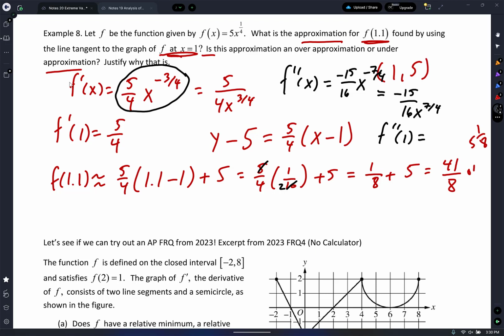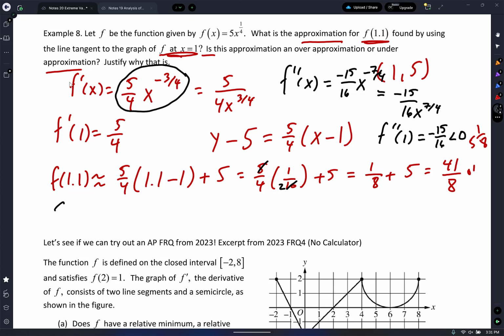All I'm doing is plugging in a 1. I just care about, is it positive or is it negative? If I plug in a 1, I get a -15 over 16. That's negative. So what is f? Concave up or concave down? Down. Concave down. Because you're concave down, the tangent line is above, so it is going to be an over approximation. Does that make sense?